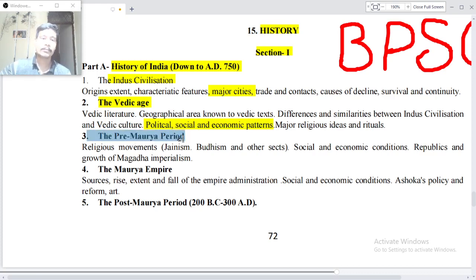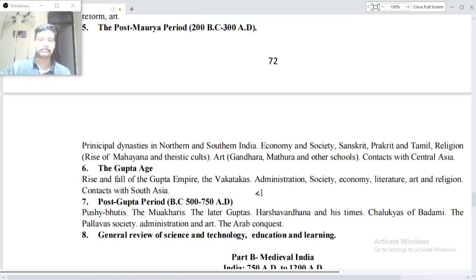Point number 3, the pre-Maurya religious movement: Jainism, Buddhism and other sects, social and economic conditions, republics and growth of Magadha imperialism. The Maurya Empire: the source, rise, extent and fall of the empire, administration, social and economic conditions, Asoka's policy and reform, art. The post-Maurya period, 200 BC to 380.